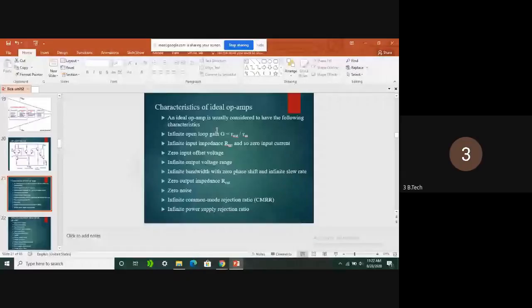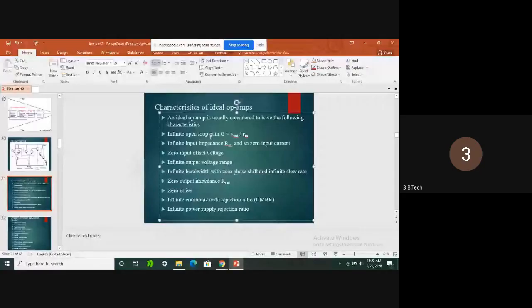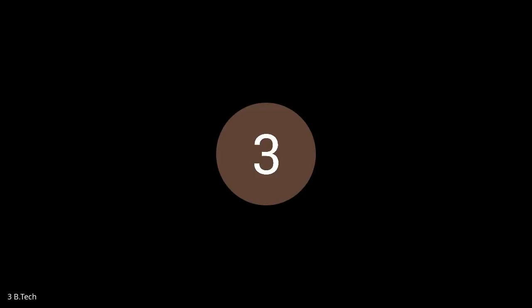I think everyone knows what gain is. Gain is nothing but output by input. So, infinite open loop gain. Every operational amplifier should have infinite open loop gain. That is only possible if input is 0, since the gain formula is output by input, so then obviously gain is going to be infinite. Is that clear, all of you?